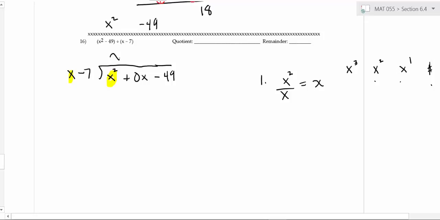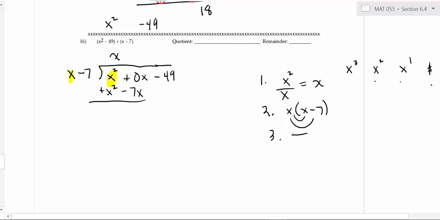Okay, so we record the x. Step 2 is to multiply. So you do x times x minus 7. That's going to be positive x squared minus 7x. So that's step 2, like we just got through doing.